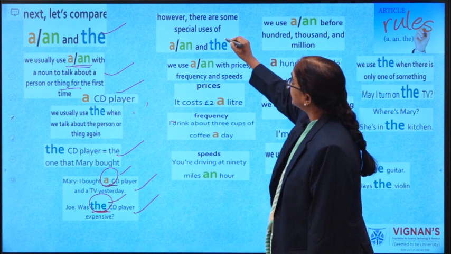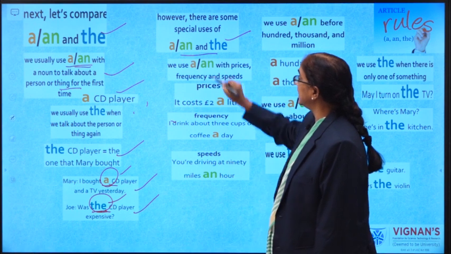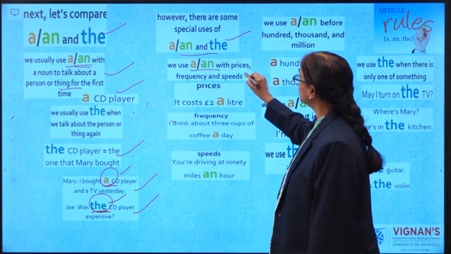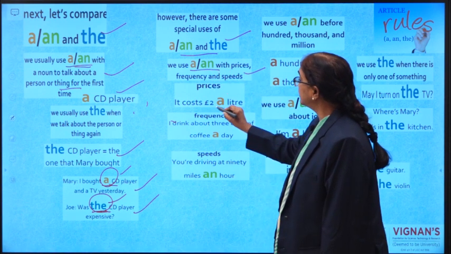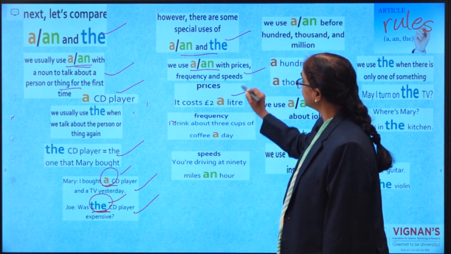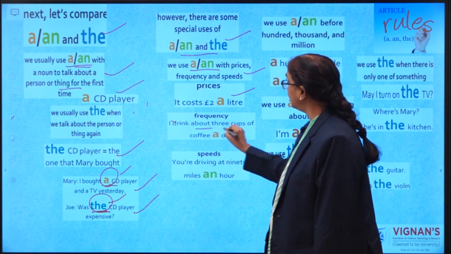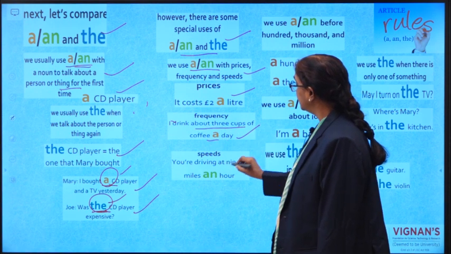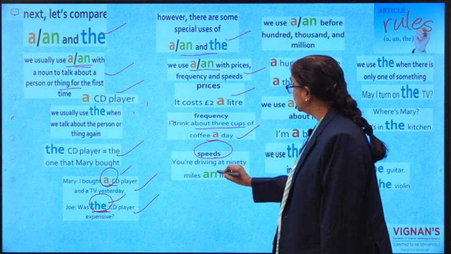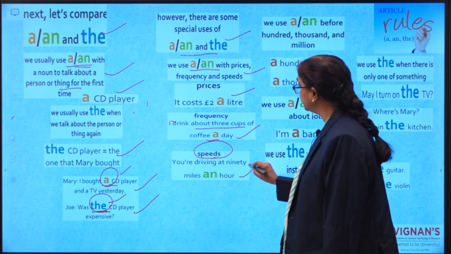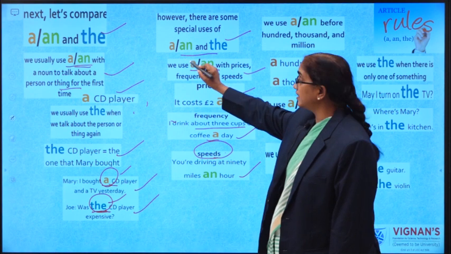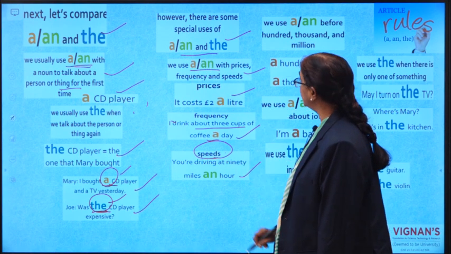However, there are some special uses of these articles a and the. For example, a and an is used with prices. For example, it costs £2 a liter. And we also use a or an with reference to frequency. I drink about 3 cups of coffee a day. And you also use the indefinite article a or an to talk about speed. You're driving at 90 miles an hour. So here in these contexts you use the indefinite article a or an, whichever may be the case.